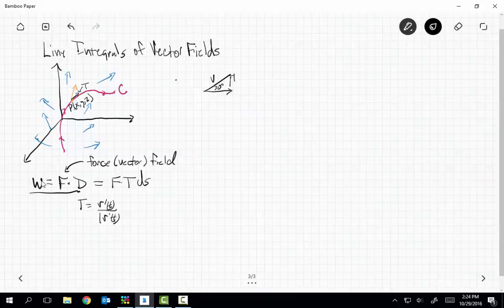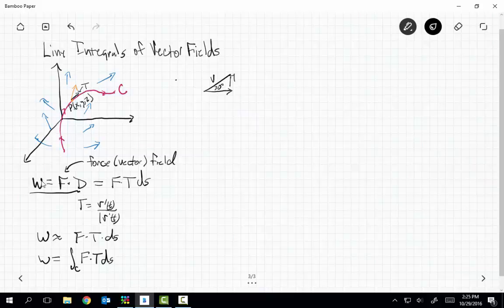So I can describe the work as being approximately equal to the force at this point dotted with T times ds. Now ds is just a scalar, right? So that's what I get. Now if the work at this point is approximately this, and I want the overall, I want to add up an infinite number of teeny tiny amounts of work, well, you can probably see where this is going. This is the line integral over C in the direction of C of F dotted with T ds.